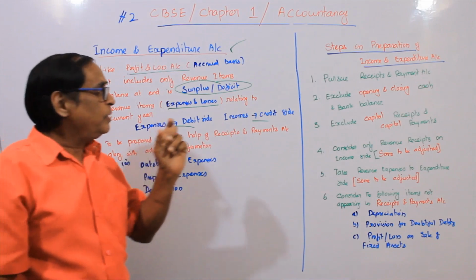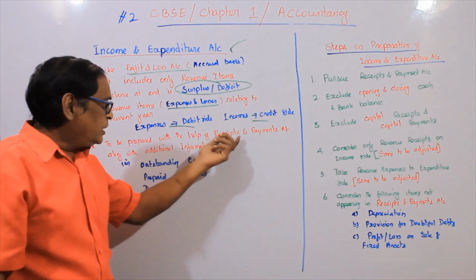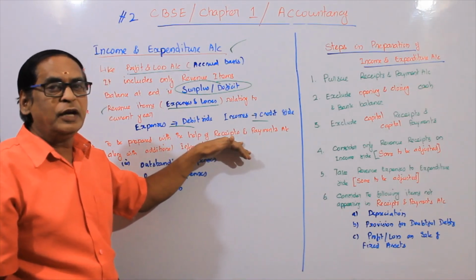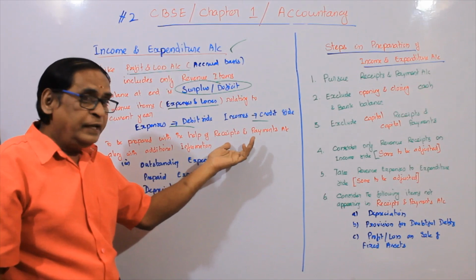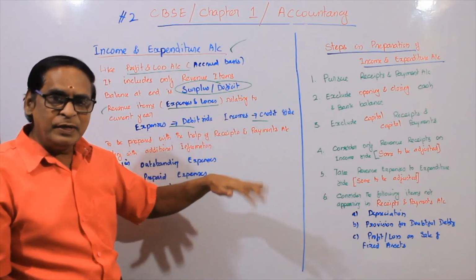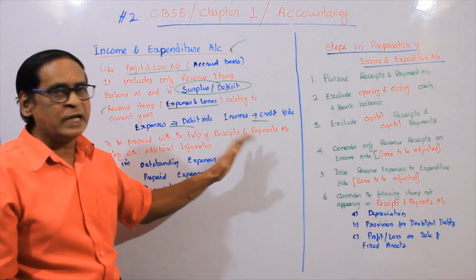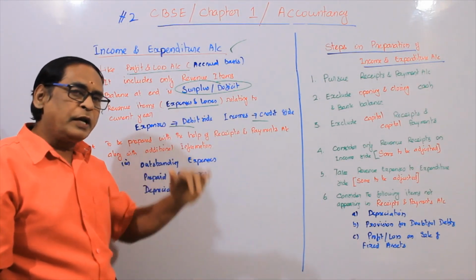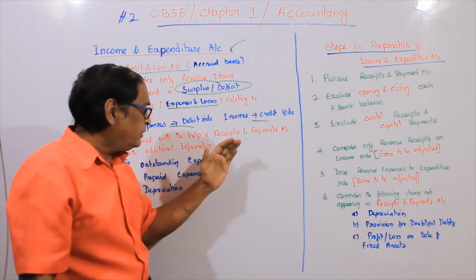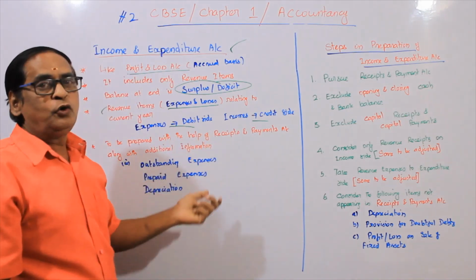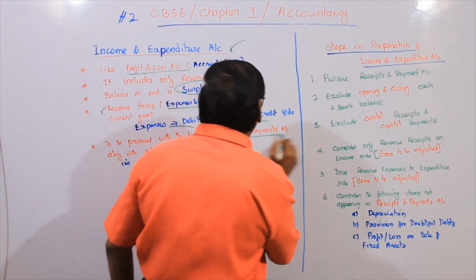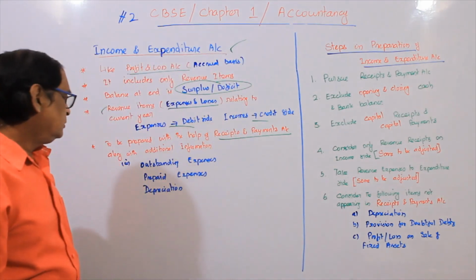In the exam, the receipts and payments account will be given, on the basis of which you have to prepare the income and expenditure account. I had already explained receipts and payments account in depth. It records cash receipts and cash payments, so it includes all transactions. From these transactions we have to bifurcate, and then present them in the income and expenditure account. So it is to be prepared with the help of the receipts and payments account.